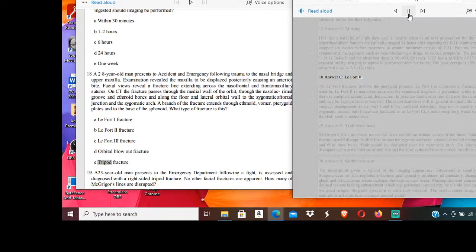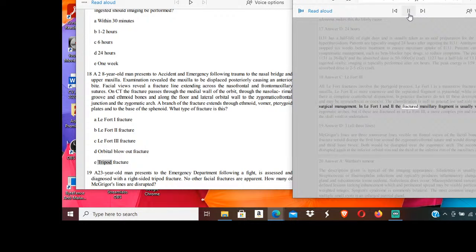All Le Fort fractures involve the pterygoid process. Le Fort I is a transverse fracture through the maxilla. Le Fort II is more extensive and the separated fragment is pyramidal, while in Le Fort III there is complete craniofacial disjunction. In practice, fractures do not fit these descriptions exactly and may be asymmetrical or coexist. The classification is still in general use and aids in subsequent surgical management.